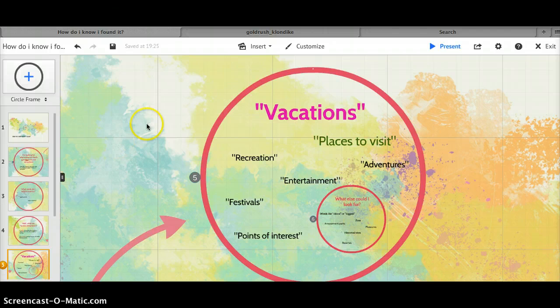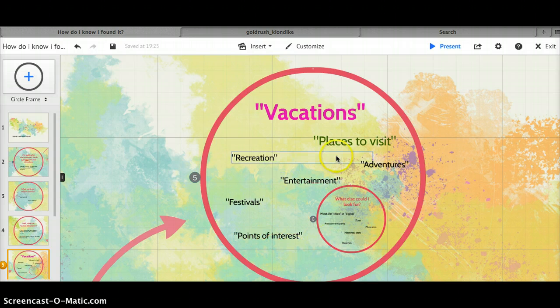Well, tourists are on vacation. Tourists are looking for places to visit. They could be looking for adventures. They could be looking for recreation. They could be looking for entertainment or festivals. Or here's something that appears often when you're describing a place, is that the website or the book will tell you points of interest, which are all of these other things, and could include everything from zoos and amusement parks to historical sites or battlefields. So points of interest is often a similar term to tourist attractions.